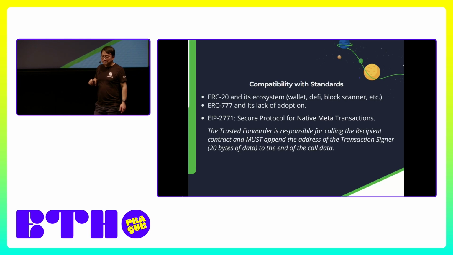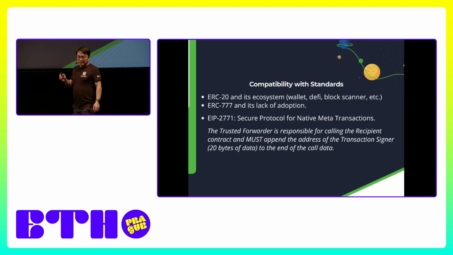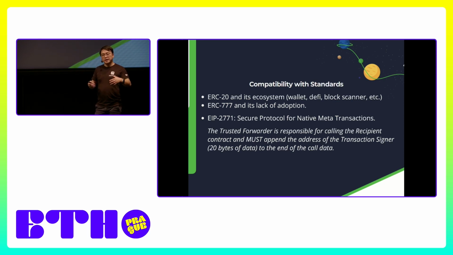So a couple of patterns and examples. Let me go quickly. One important method to make your system composable by others is to adopt existing standards, right? So ERC20 is the best example. It has a vast ecosystem, right? It has wallets supporting it, DeFi supporting it, right? Uniswap supports all sorts of ERC20 tokens. Then you have block scanners that support it natively, the ERC20. So by adopting those established standards, you are composable by others.